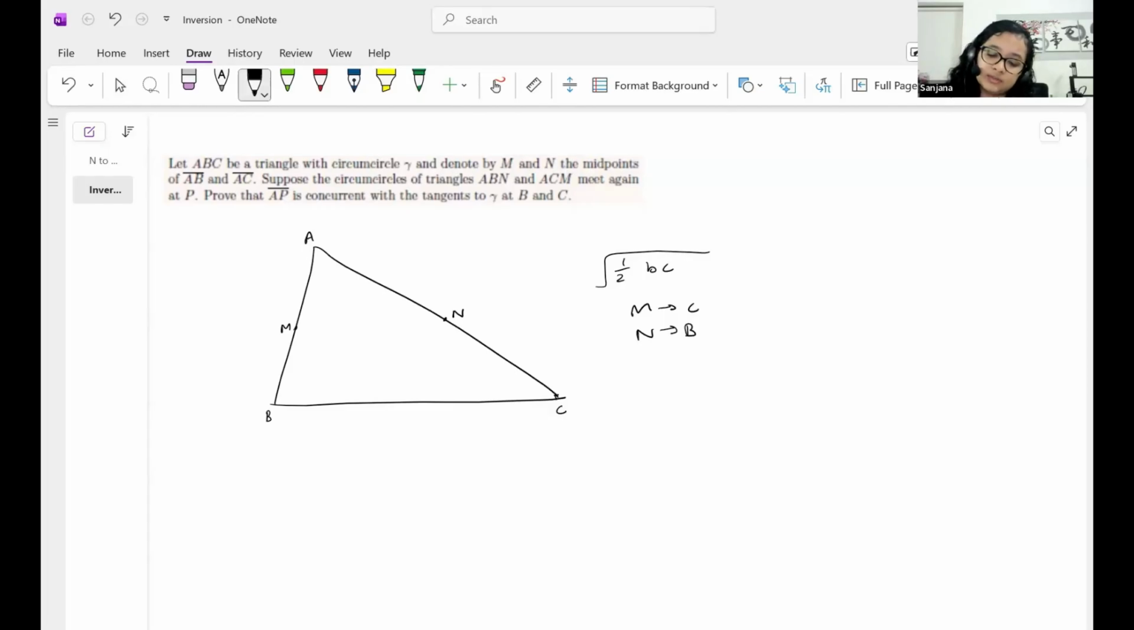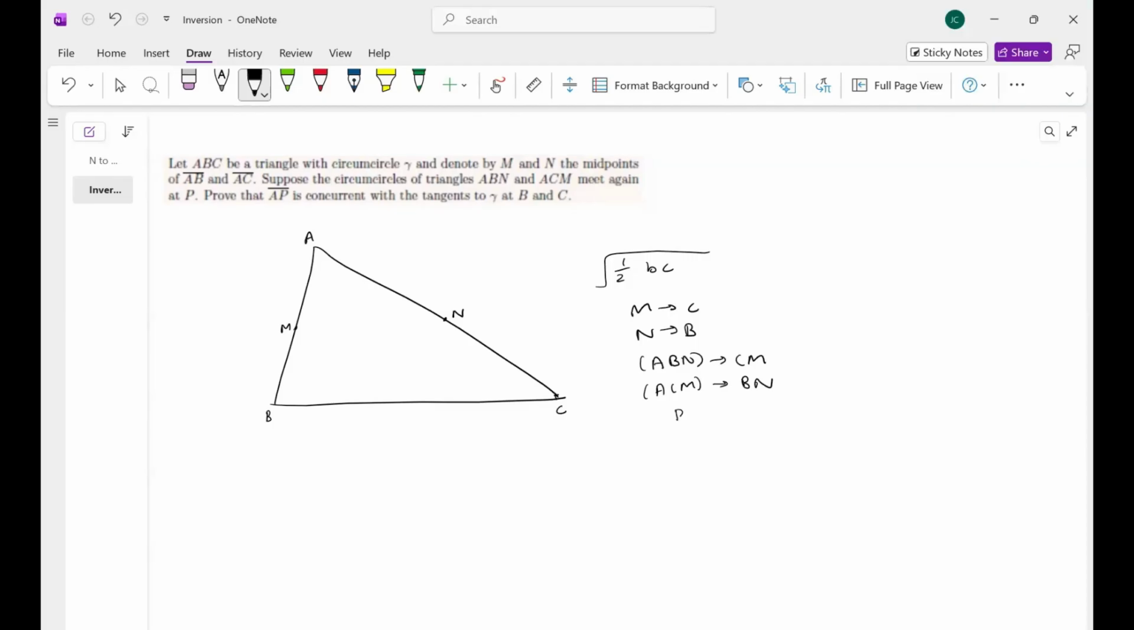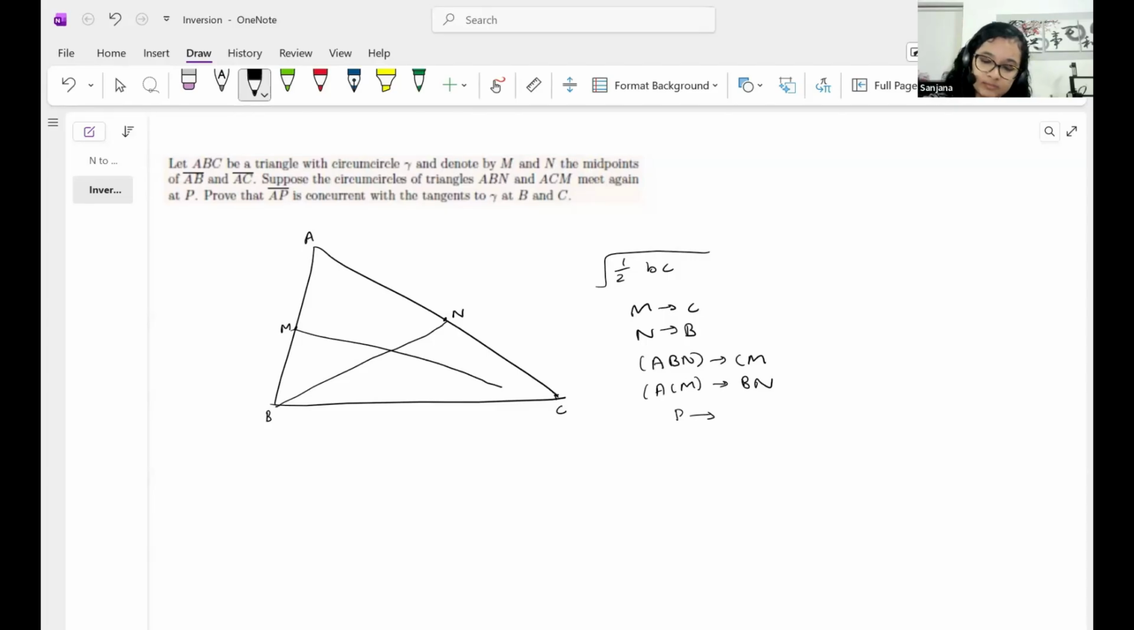So where would the circles go? So ABN goes to CM, right? And ACM goes to BN. So what does this become equivalent to? So the intersection will be the centroid. Yeah, so it'll go to BN intersect CM, which is the centroid, say G.